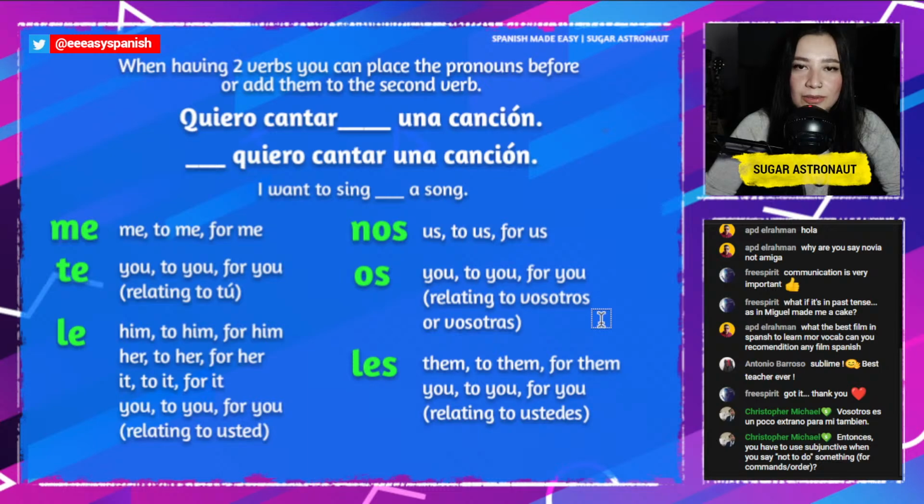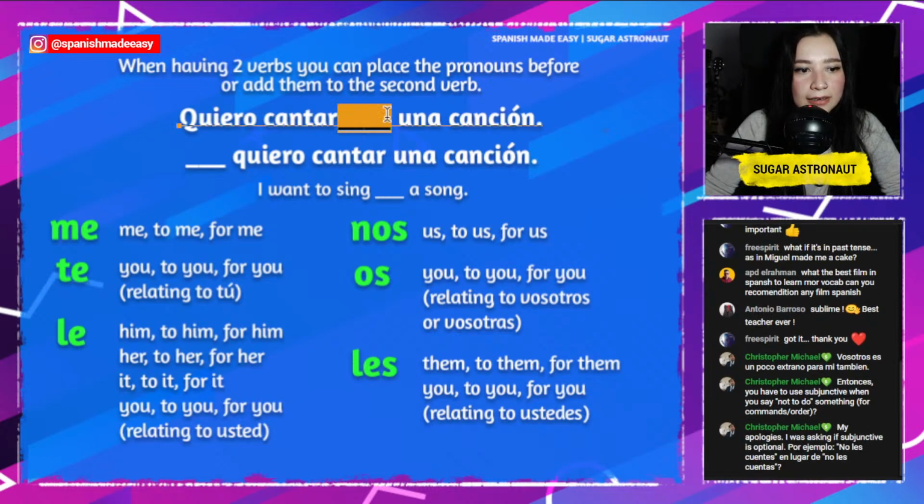Okay, so lastly, when having two verbs, guys, because it happens in English as well. You can use two different verbs in one sentence. When that happens in Spanish, you can place the pronouns before or add them to the second verb to make one word. Okay, so you have two options. Essentially, you can place it before the verbs, or you make it one word. Specifically, you use the second verb for that. For example, quiero cantarme.